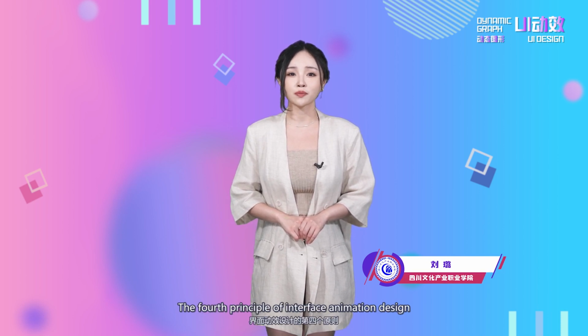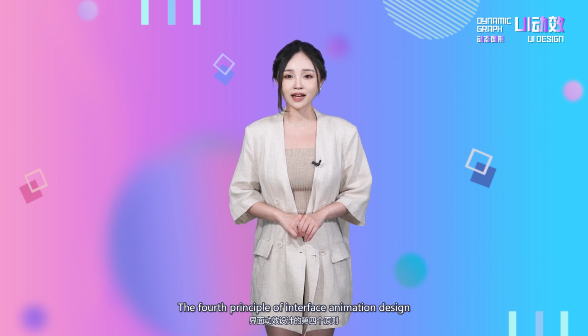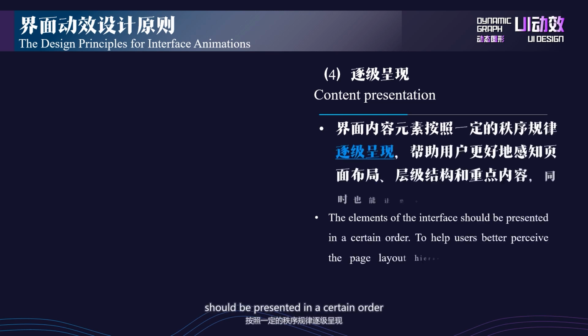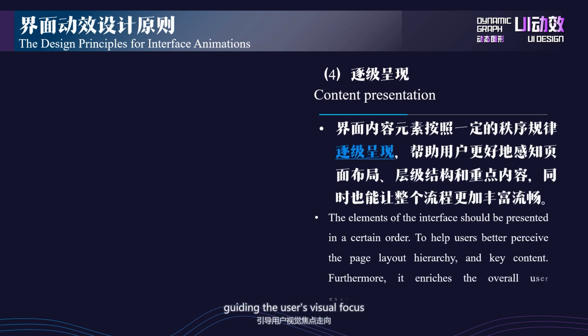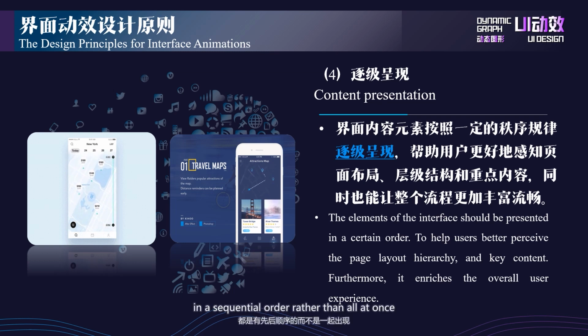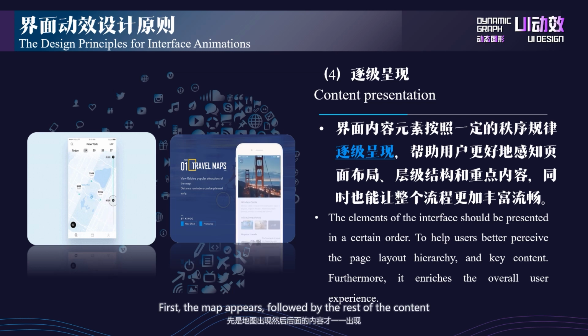The fourth principle of interface animation design is content presentation. It means that the elements of the interface should be presented in a certain order, guiding the user's visual focus. From the animated image on the right, it is clear that all elements in the interface appear in a sequential order rather than all at once. First, the map appears, followed by the rest of the content.